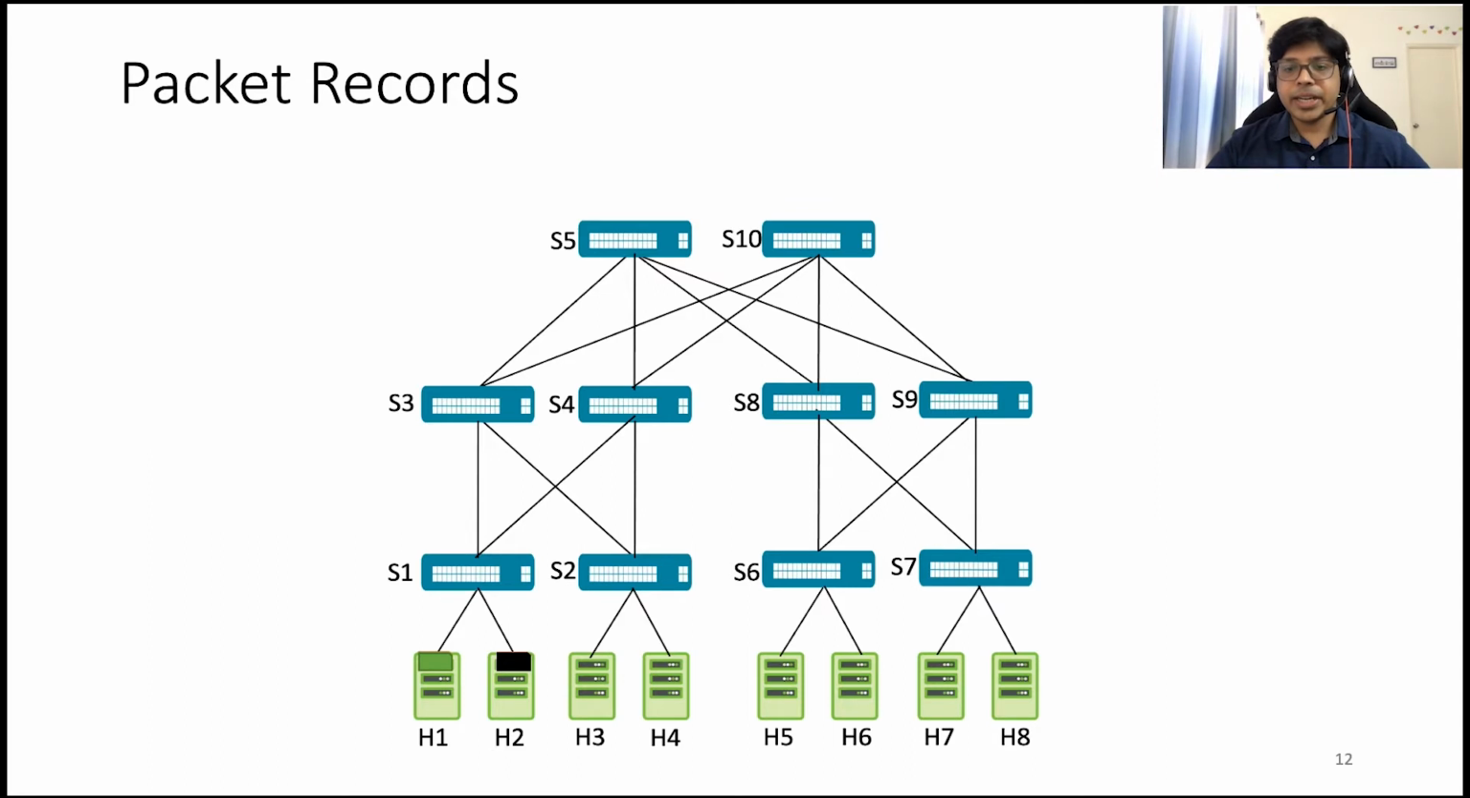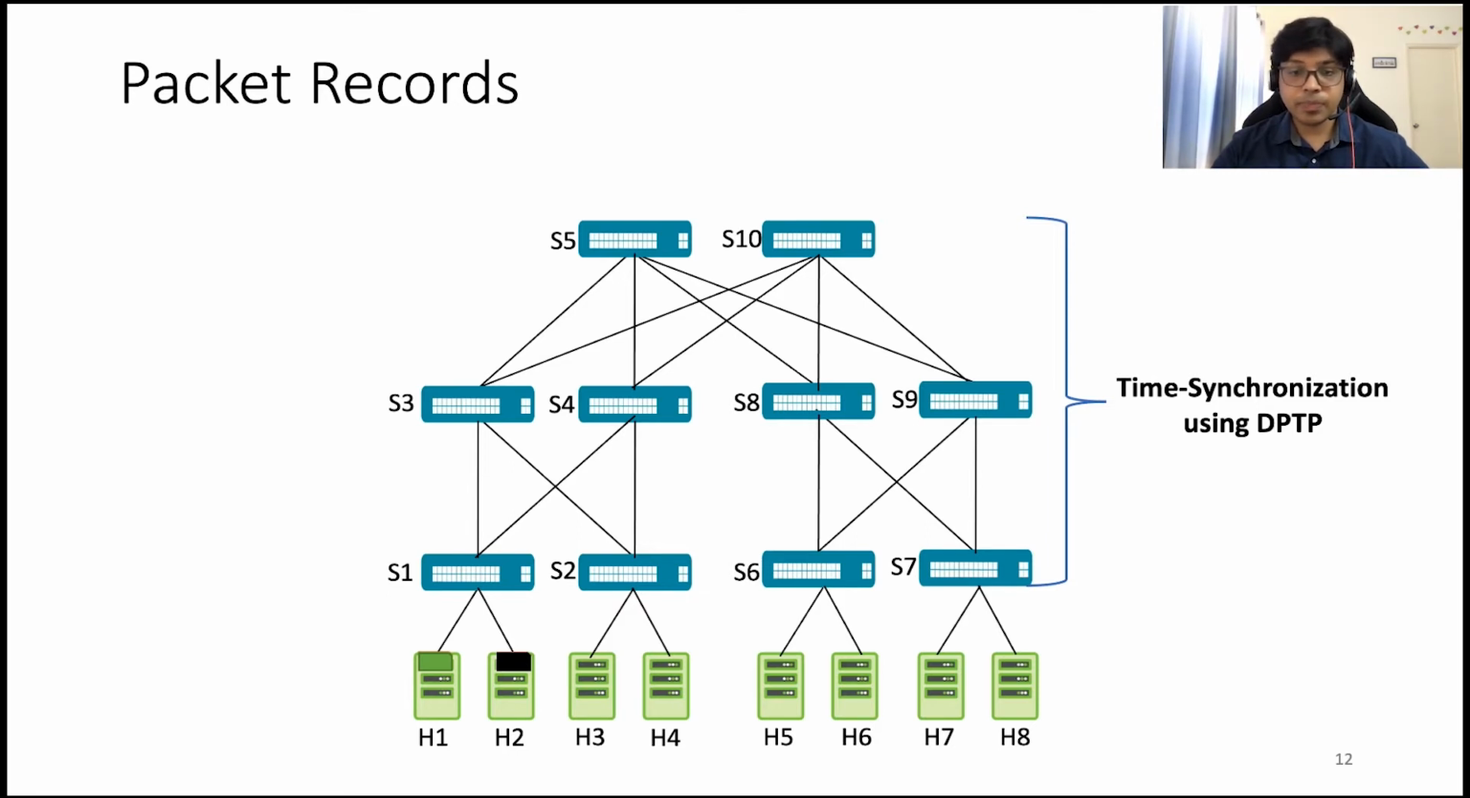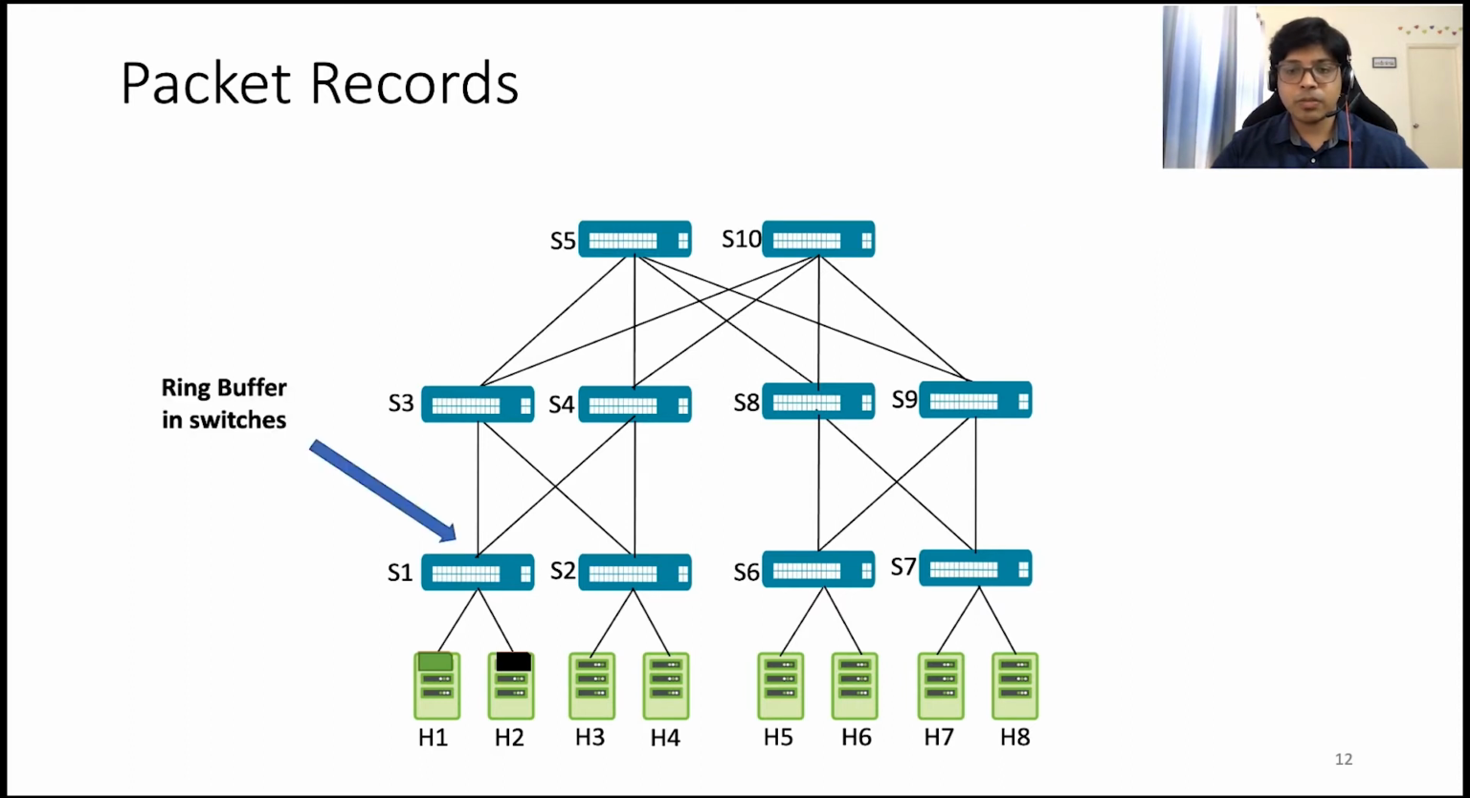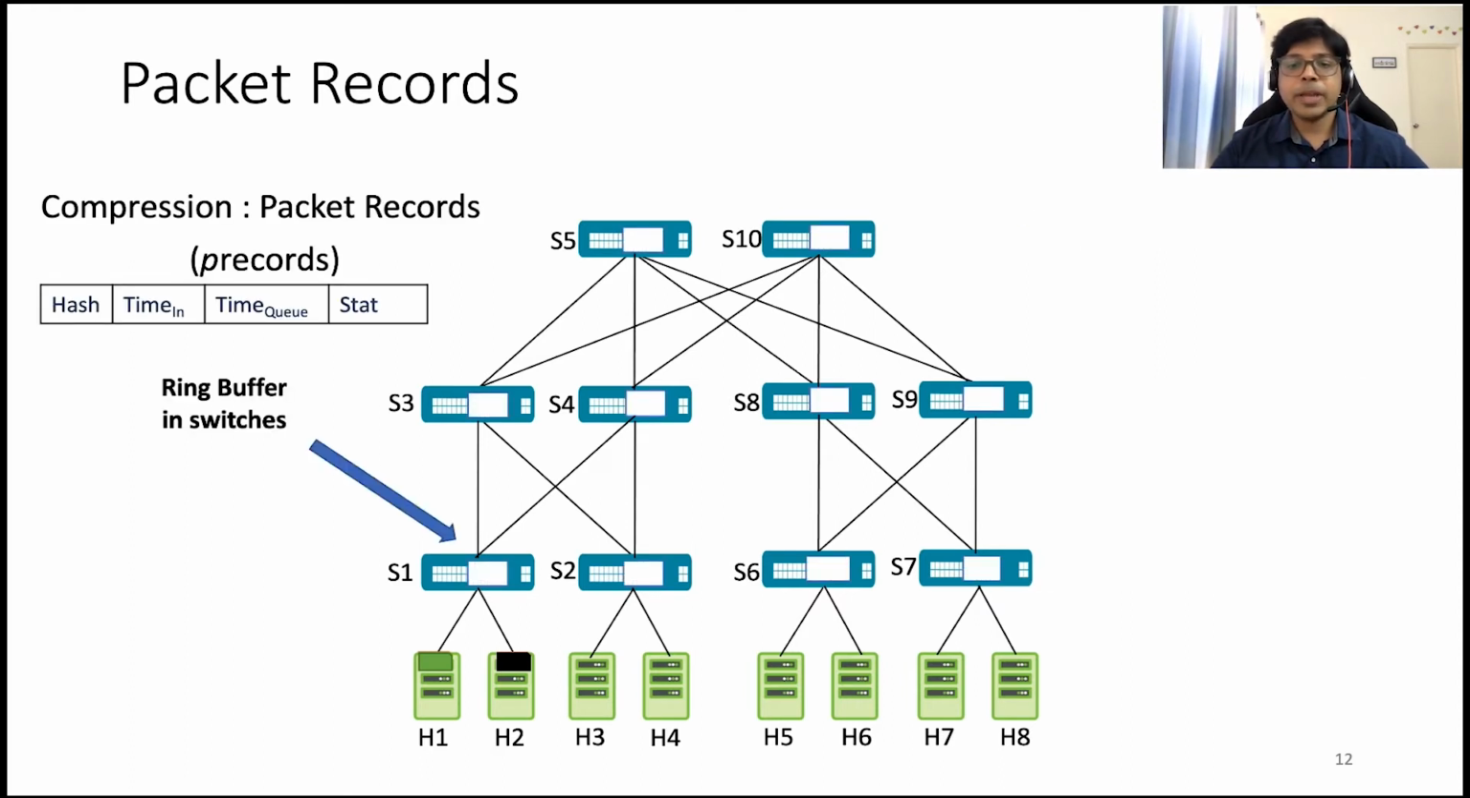Now let me go into the details of our solution. In SYNDB, the switch data plane clocks are synchronized using the recent data plane time synchronization protocol called DPTP. Each switch maintains a recording ring buffer which compresses and stores the packet records, which we call P records, upon reception of a packet. A P record typically contains the hash of a packet header, the time it enters the switch, and the amount of time it queued in the switch. Additionally, it can also contain custom statistics that can be configured by the network operator, let's say the ingress port from which the packet came.